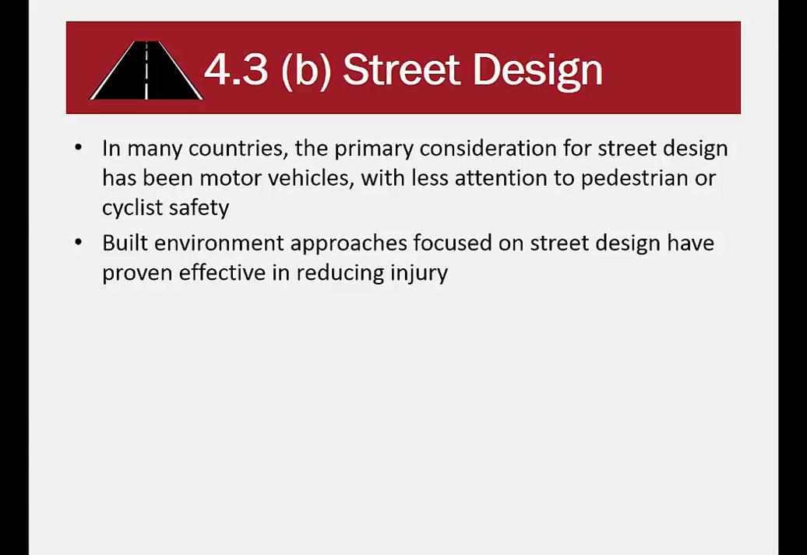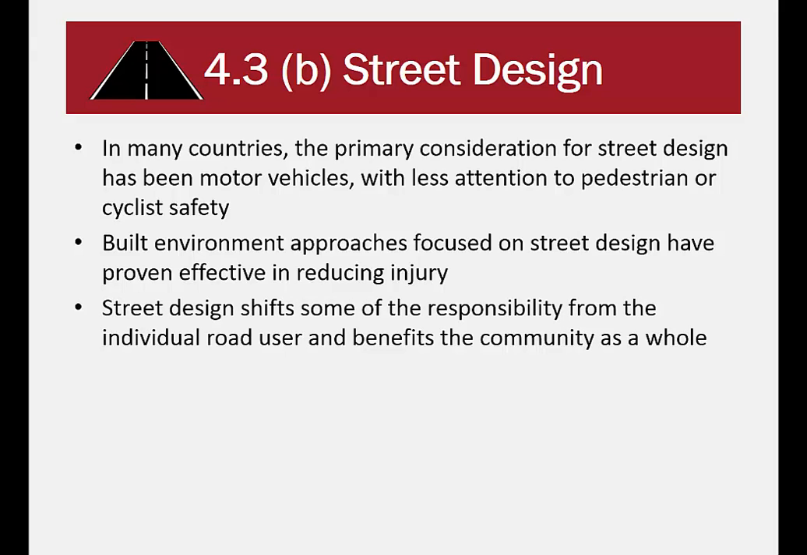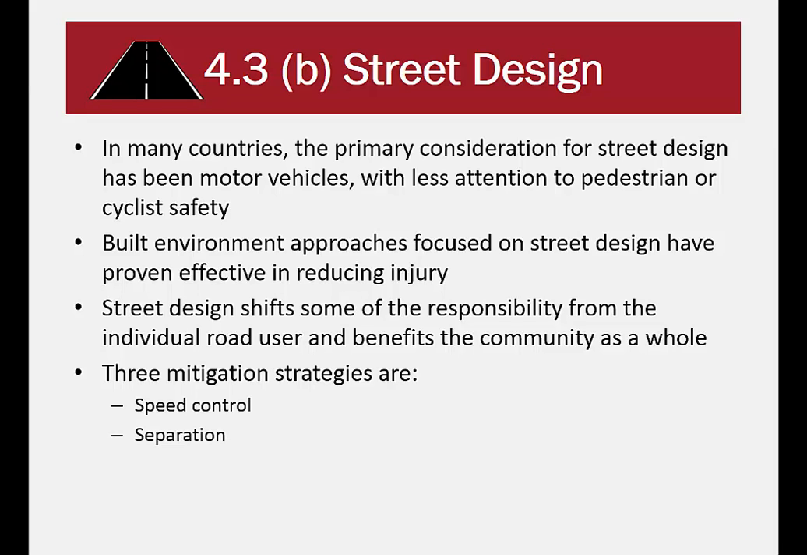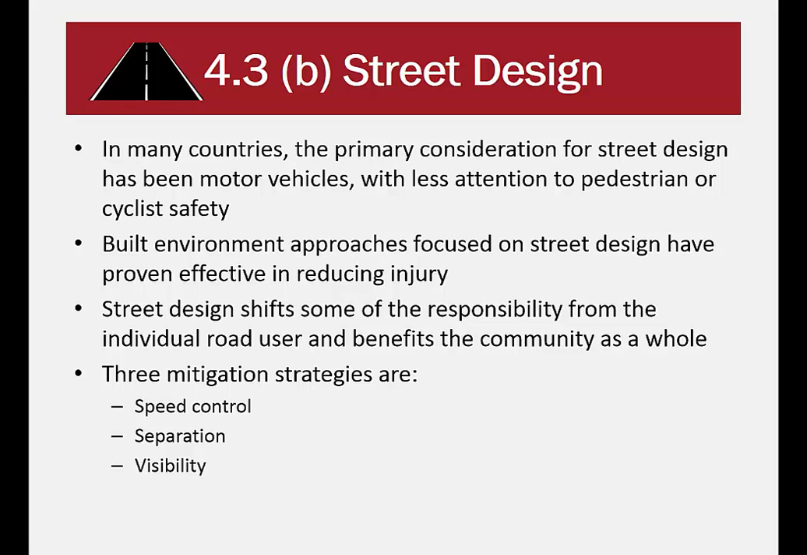Modification of the built environment, such as street design, shifts some of the responsibility from the individual and benefits the community as a whole. Three important mitigation strategies are speed control, separation of motor vehicles from other road users, such as pedestrians and cyclists, and improved visibility of vulnerable road users. Although there is promising evidence supporting the effectiveness of built environment street design interventions, there is a need for more well-controlled studies.